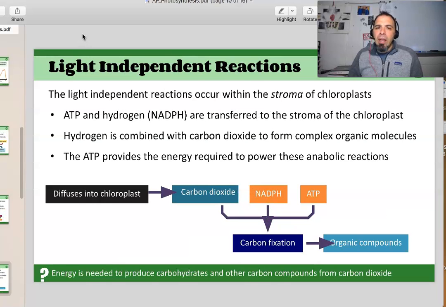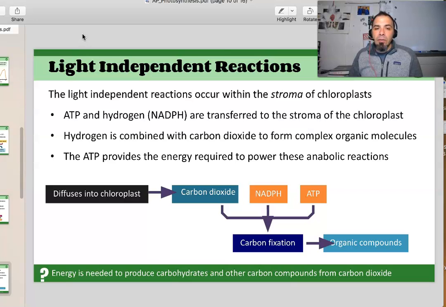The light-independent reactions occur within the stroma, so they are not regulated by light. So ATP and hydrogen are transferred to the stroma. There, the hydrogen will be combined to form a complex organic molecule, often we'll call this glucose when it's all said and done. And then the ATP provides energy required to power these anabolic reactions. Remember, anabolic, catabolic, so these are building.